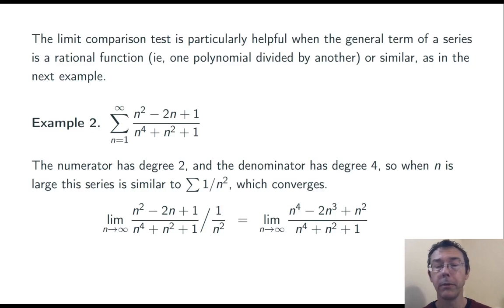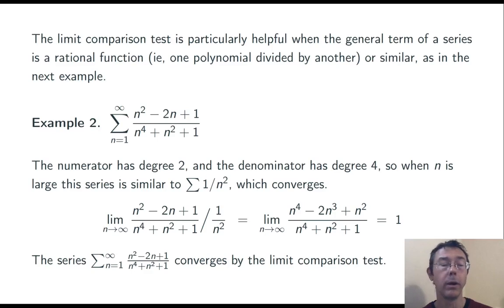Multiplying by a reciprocal, I get the limit of a degree 4 polynomial over a degree 4 polynomial. I can do this with L'Hopital's rule, or I could factor n to the 4th out of the top and bottom and start canceling stuff. Either way, I get 1. So the series that I'm looking at is going to have the same convergence properties as the sum of 1 over n squared. They both converge in this case.